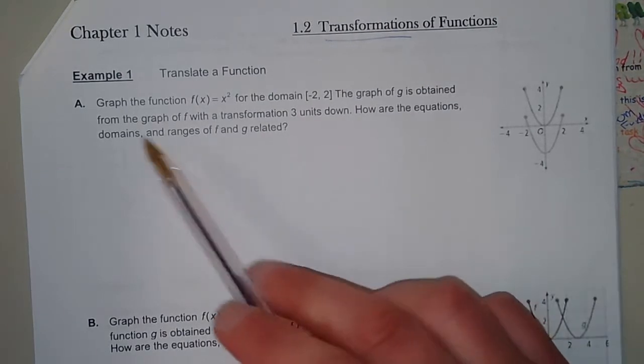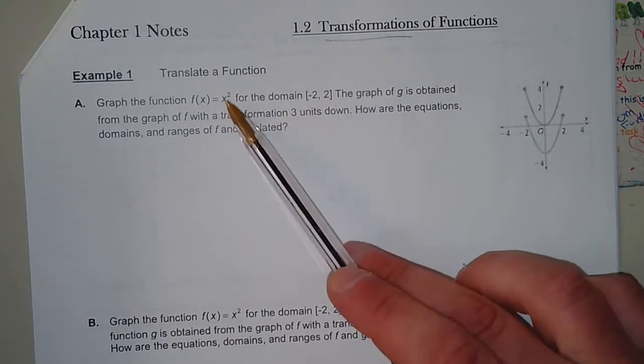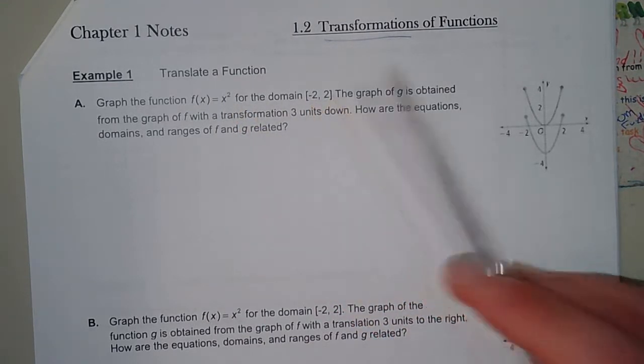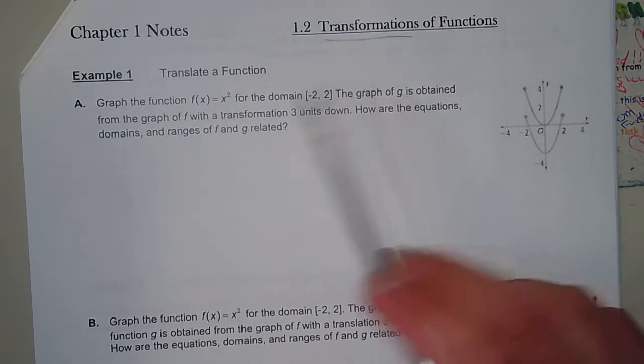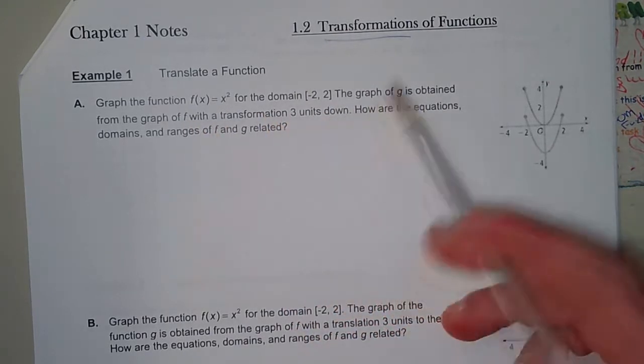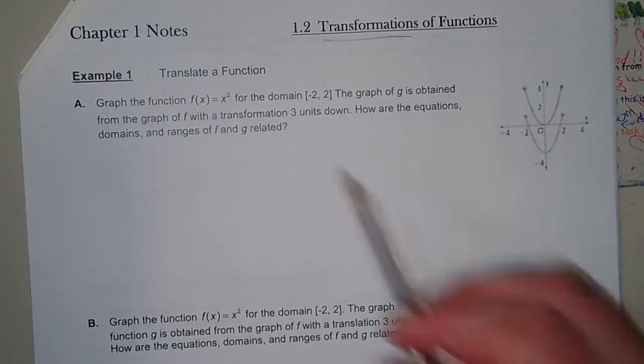So this one here says graph this function for this domain. So we're graphing x squared from -2 to 2. And then it says also graph g, which is what happens when you transform it 3 units down. So it's asking us to do a few things. The graphs are already done on here, so I wanted to talk about those first.